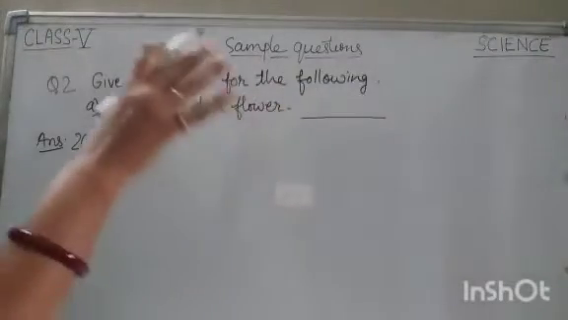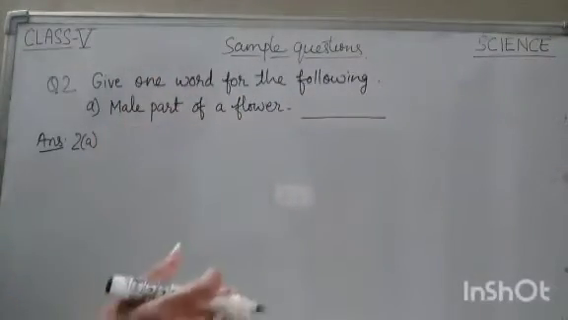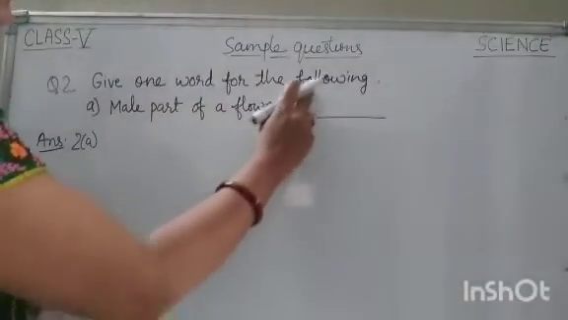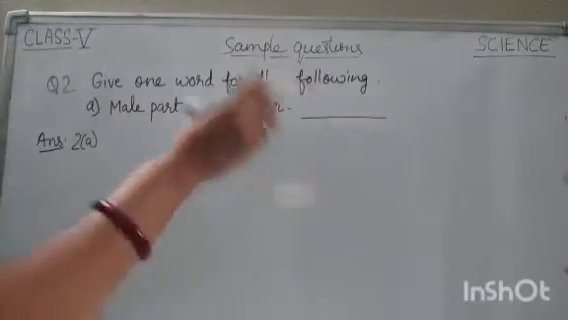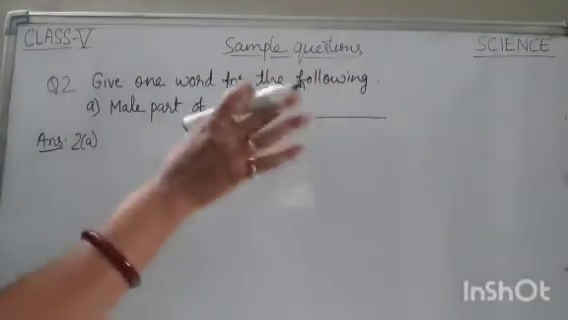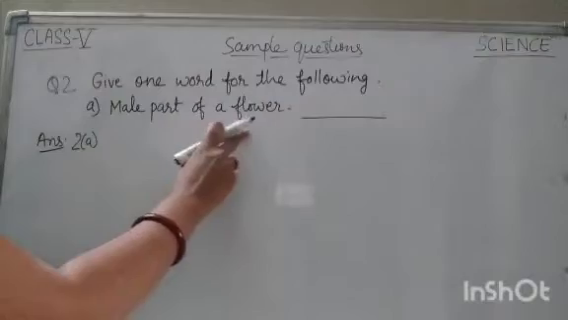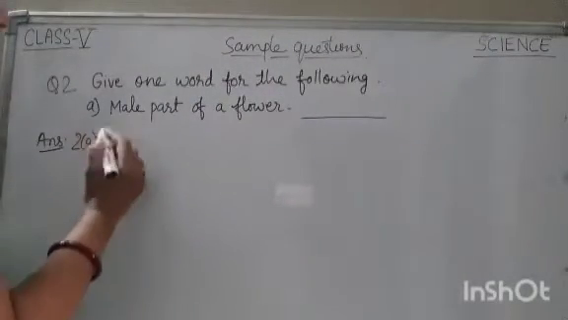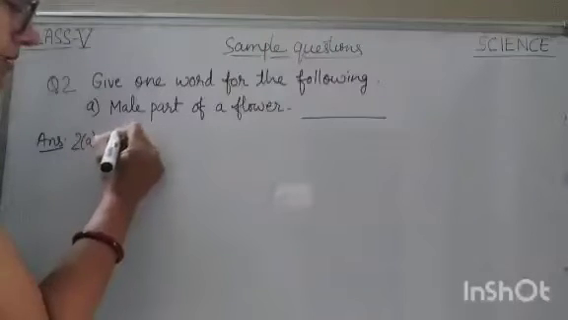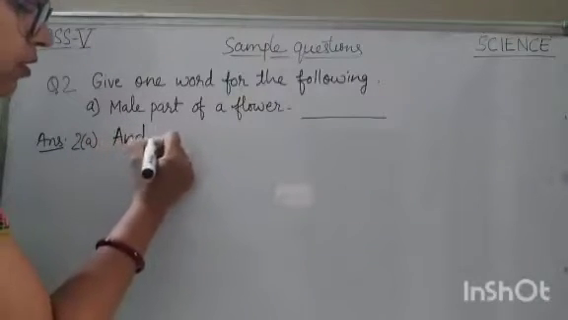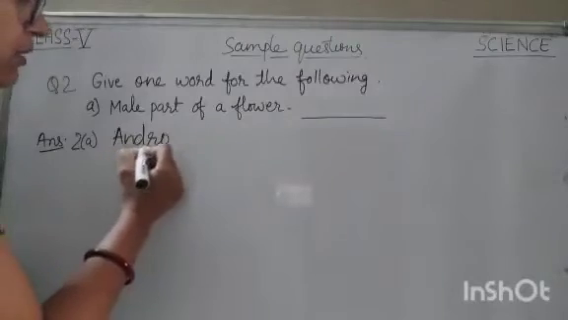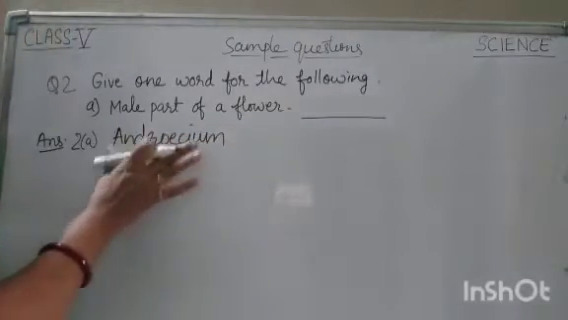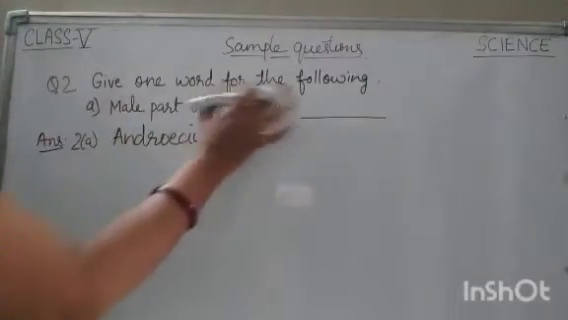Now children, the second question is, give one word for the following. This type of question you have done in your worksheets also, but there you get the first letter of that word, but in the exam you do not get any type of hint. So, male part of a flower, here you will write in the answer, what is that? Androecium, or stamen is also accepted. Okay, androecium. Like this you have to write only the answer, not the whole sentence.